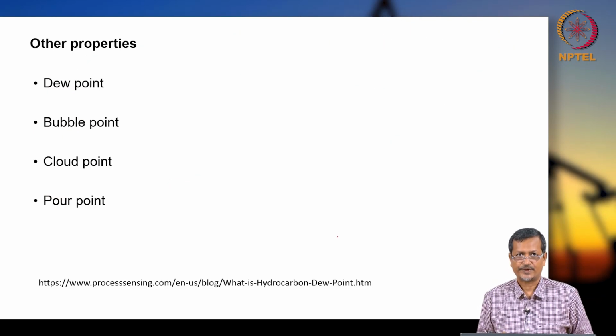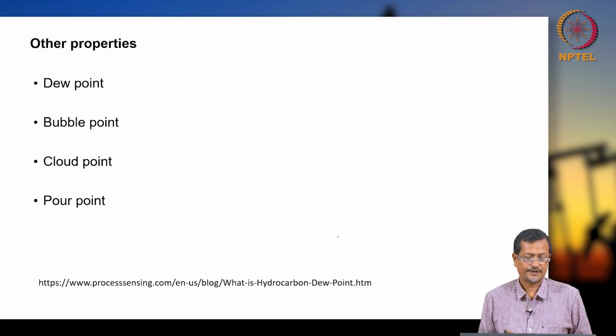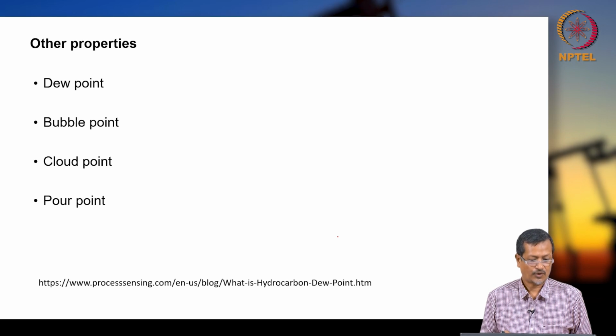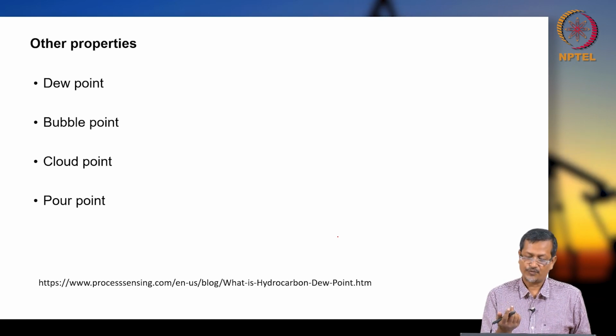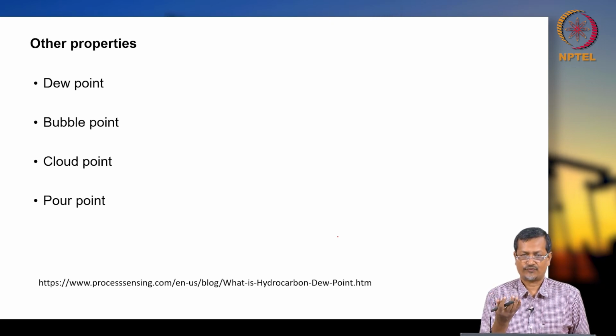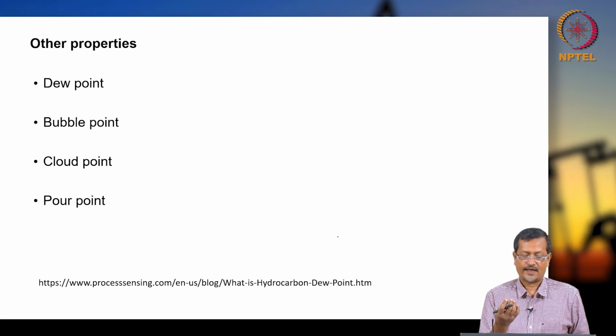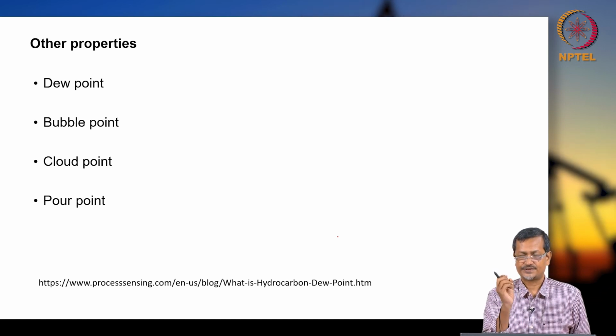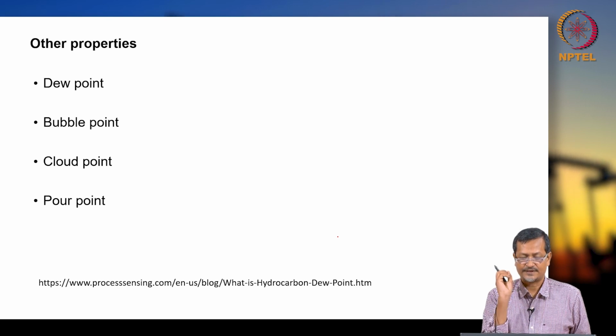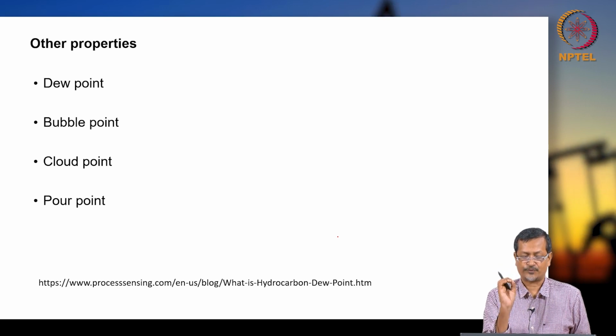A few other properties of oil and gas, you should remember actually. The terms are like dew point, bubble point, cloud point, pour point, flash point. So dew point is like you have a certain amount of gas and you are reducing the temperature. Once you start reducing temperature, after some time you will see a small amount of bubbles being created. So that point is called dew point, the temperature.